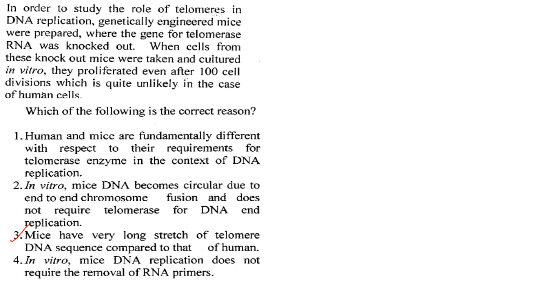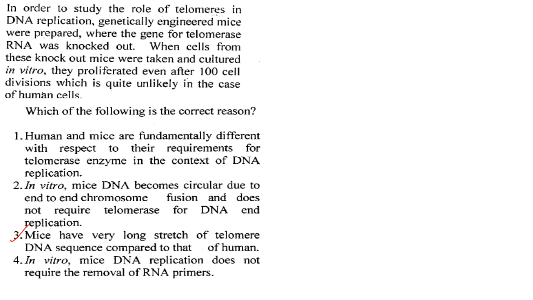Human and mice are fundamentally different with respect to their requirements for telomerase enzyme in the context of DNA replication. That is not correct. The telomerase enzyme has the same function in both human and mice. Then, in vitro, mice DNA becomes circular due to end-to-end chromosome fusion and does not require telomerase for DNA replication. That is not so. They have not told anything regarding the chromosome ends becoming circular.